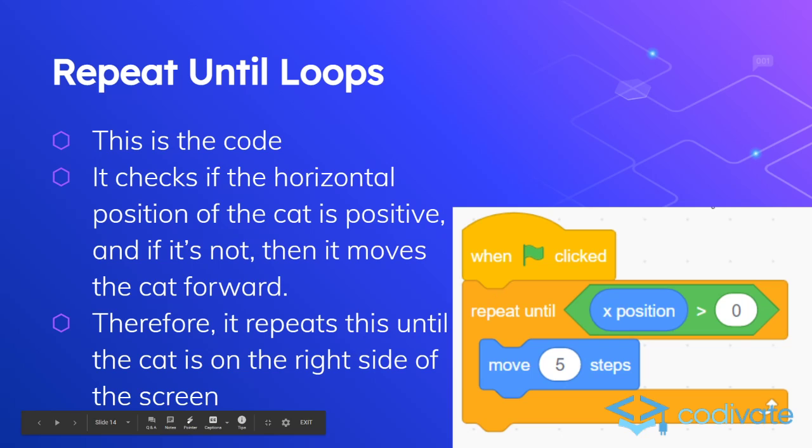Now, what's important about this is that we don't know how many times this is going to repeat. But for the other one, we knew how many times it was going to repeat. We put the number in ourselves. With this one, it repeats until some condition is met.